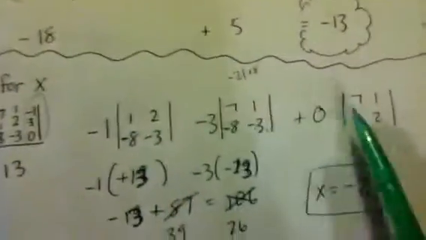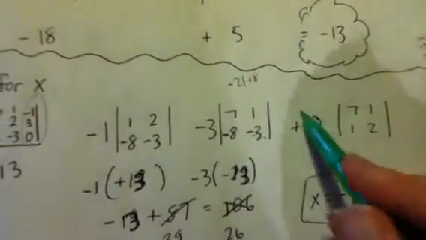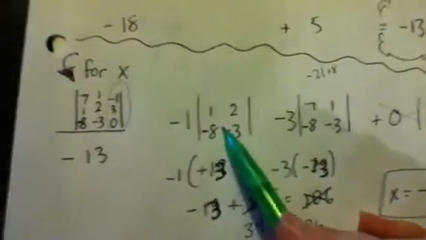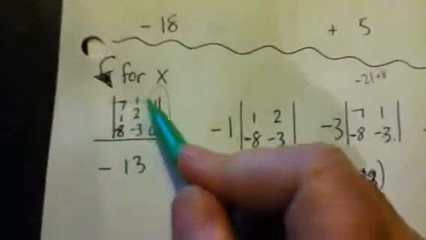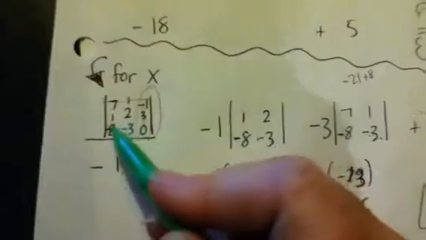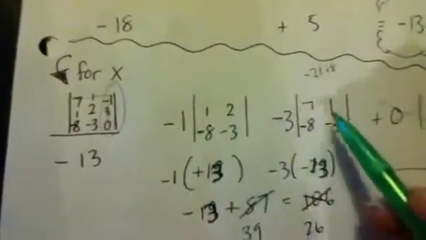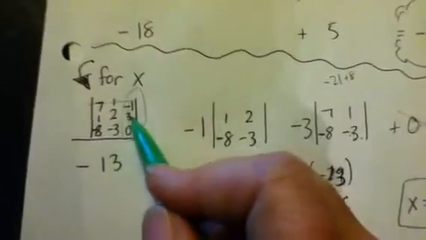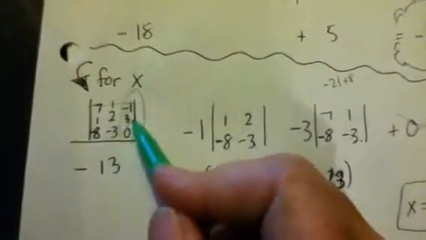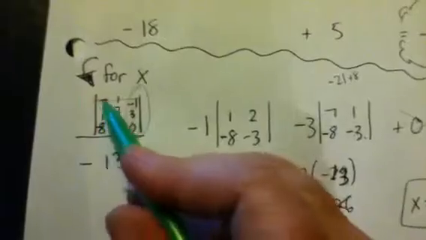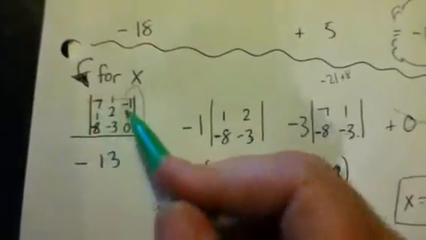I don't care about the 0 because it's going to 0 out. So I got my 3 coefficients. If I cross out the row and column of the -1, I get 1, 2, -8, 3. That's where those came from. If I cross out the row and column of the 3, not the -3, but the 3, that's negative because of the checkerboard, plus, minus, minus.